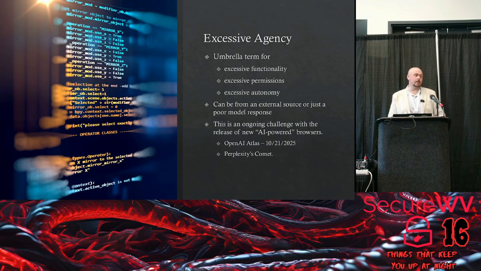It's nice to have a model that'll do 10 different things. But if it does 10 different things, that means it's susceptible 10 different ways to be abused. The inputs can come from just a bad model response. If you have a model that hallucinates and decides, I'm going to overwrite the production database, that really wasn't the target goal, but all right. Or it can come from an external source like we just illustrated.